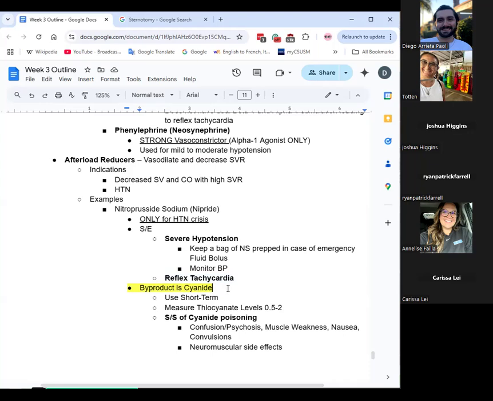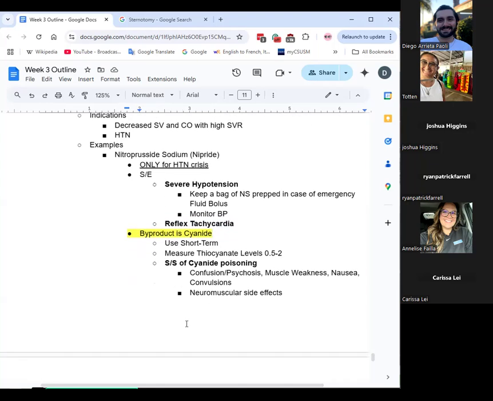Cyanide. But the nice thing is at least the number for the toxic thiocyanate level is the same as the digoxin, so that's very nice because my memory with numbers is not very good. So yeah, looking for that thiocyanate level of 0.5 to 2, and remembering that it lines up with the digoxin. And it has some of the same signs: I just look at the nausea, maybe some muscle weakness. That could be digoxin too.